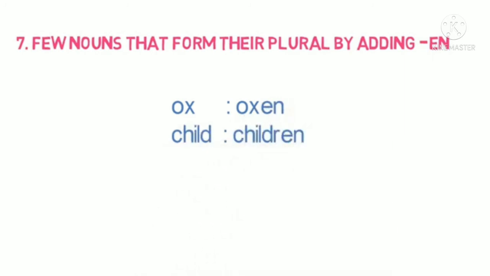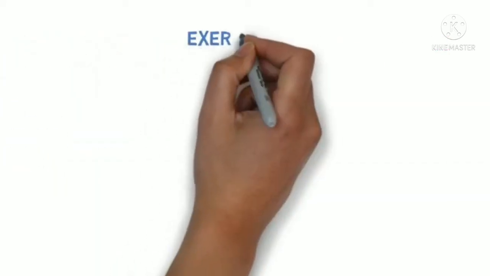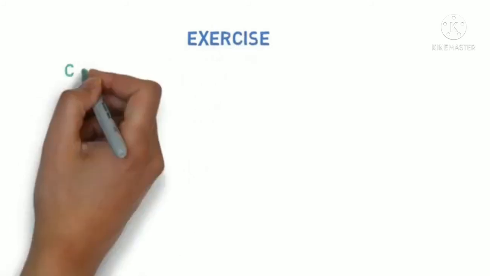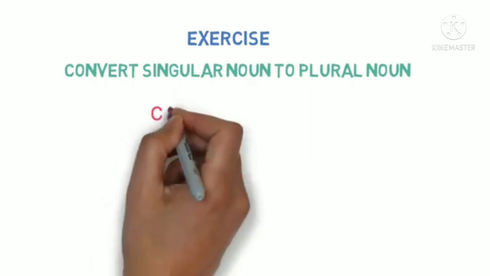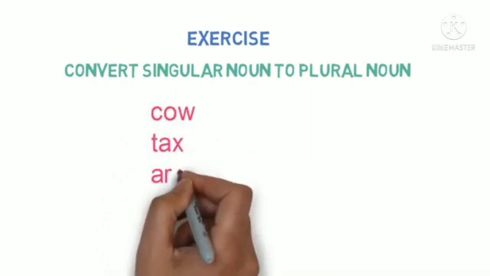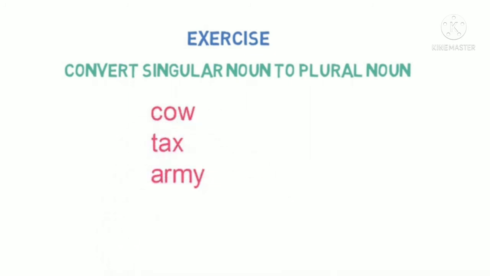So these are the 7 ways to convert a singular to a plural. Now, let me give you an exercise to validate your learning. Convert the following singular nouns to plural nouns: cow, tax, and army. Notice the end words and change accordingly. Pause the video and message me the answers in the comment section.